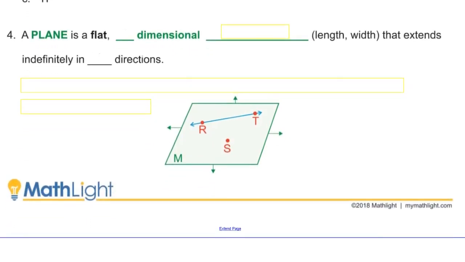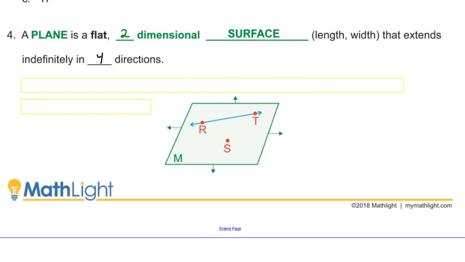Okay, so we have a point, we have a line. Now let's talk about a plane. What is a plane? A plane is a flat, how many dimensional? All right, 2-dimensional surface. A plane is a surface. Think of it as flat, right? So we use the word flat. A plane is a flat 2-dimensional surface. It has length, it has width, and it extends indefinitely in 4 directions.